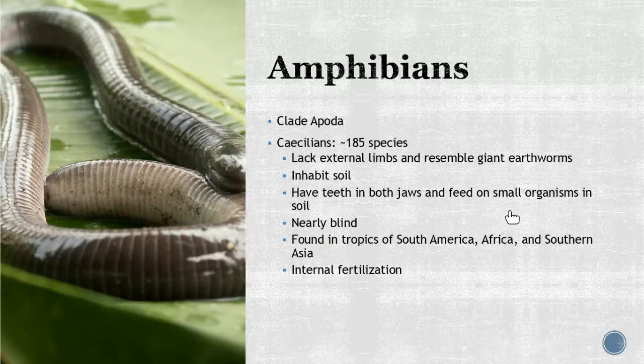Now they feed on small organisms in the soil, so probably other earthworms, and they're mostly blind. So where will you find these guys? Well, South America and the tropics, Africa, and Southern Asia. So these are kind of unique. I've never seen one before, but I just want to introduce you to them.